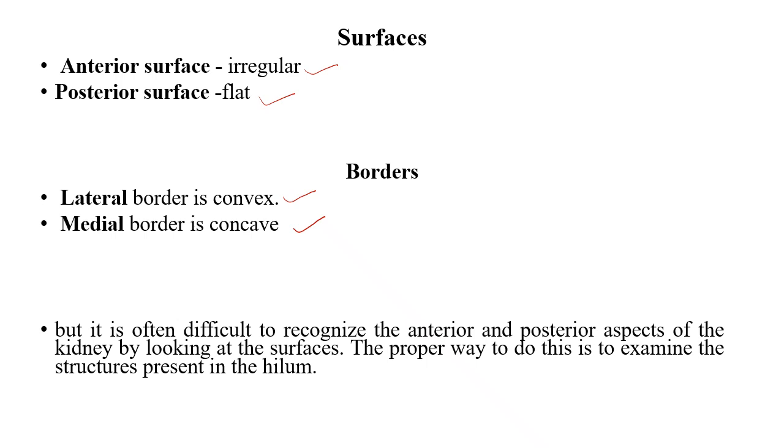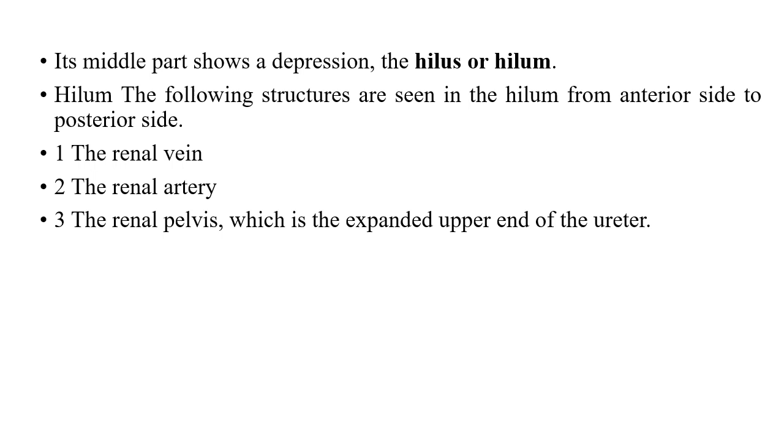So how can we determine them? The important structure is the hilum of the kidney. We examine the hilum of the kidney and we can decide which part is going to be the upper side of the kidney in a cadaveric specimen and which part is going to be the lower. And we can also decide the anterior surface and the posterior surface of the kidney by looking at the hilum. How? Firstly, the hilum is located at the medial side, the medial surface. Secondly, there is an arrangement of structures from anterior to posterior side.